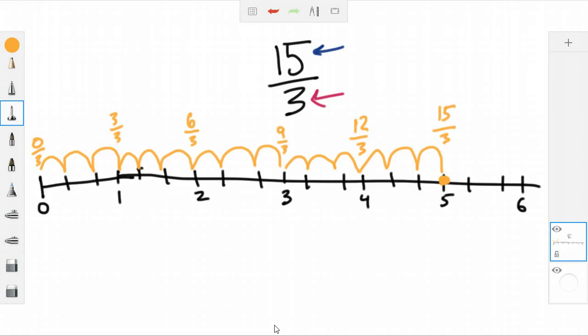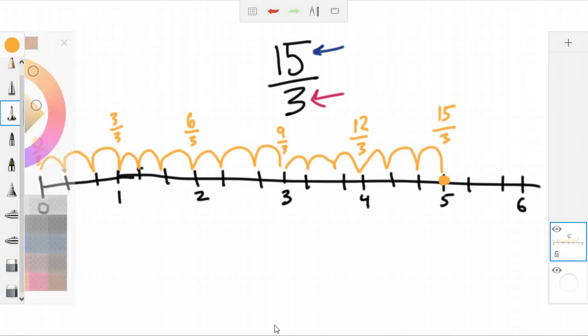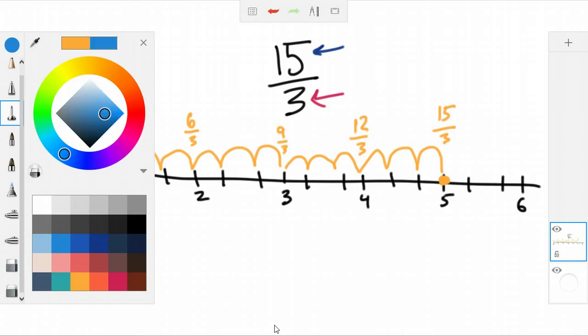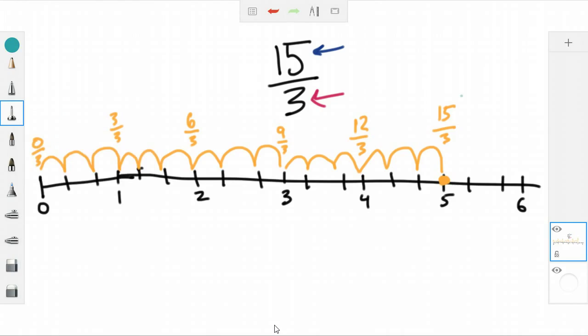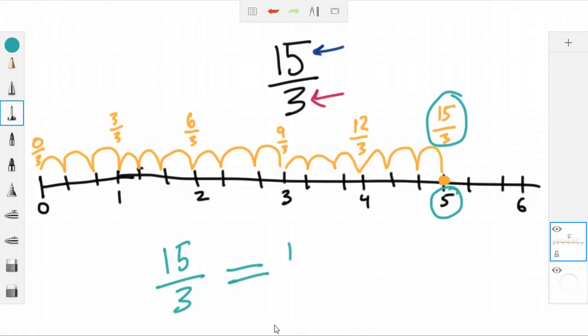So I can see this is where I landed on my number line, and I'm noticing now on my number line that I found an equivalent number. I found that 15 thirds is equivalent to 5 wholes. So 15 thirds is equivalent or equal to 5 wholes.